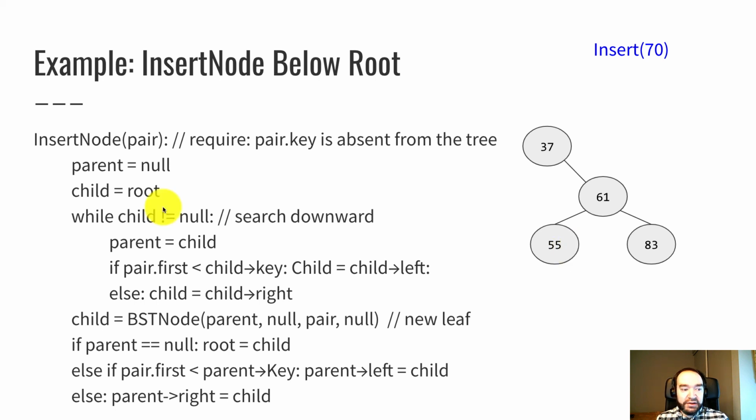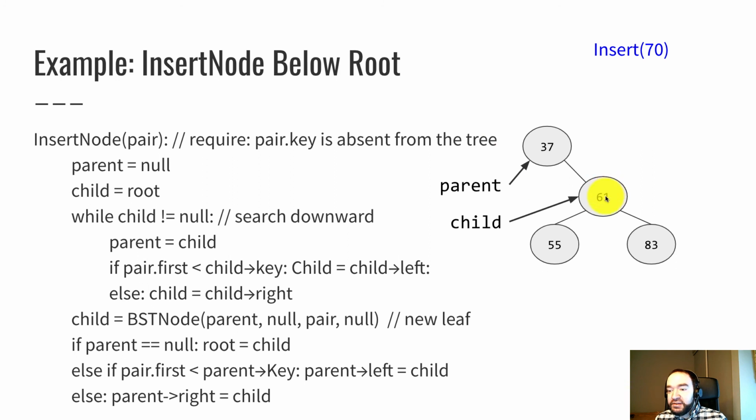So the search loop will involve a few iterations here. To begin with, parent points at null and child points at the root of the tree, which is the 37 node. And every iteration of this loop will shift us down 1 level. The parent will go down 1 level and the child will go down 1 level. So to begin with, I'm looking for 70. 70 is greater than 37, so child will move to the right child, pointing at the 61 node. Parent points at the old child node, 37, so you see how they both shifted down a level.